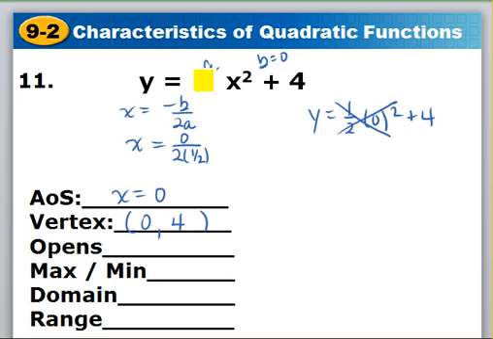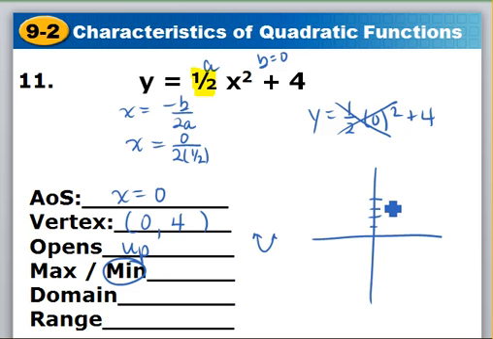The a is positive, so it opens up. If it opens up, that means it's a minimum, the lowest point. I'll just sketch a little picture real quick. The minimum has to be 4. The domain is all reals. And then the range is the lowest point is 4 and it gets bigger from there. So y has to be greater than or equal to 4.